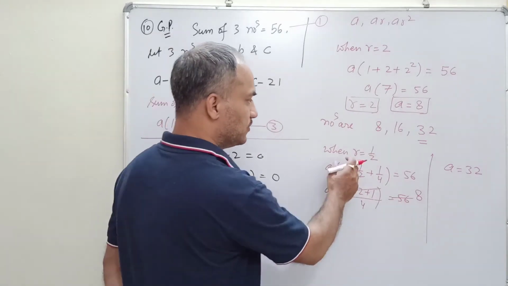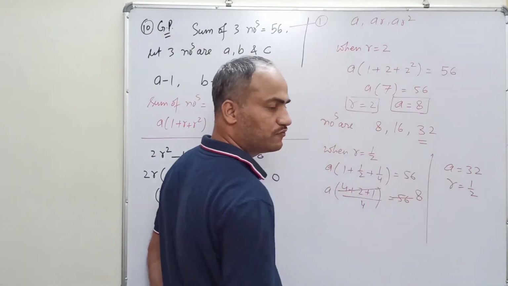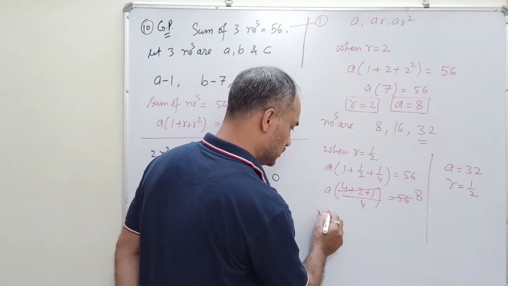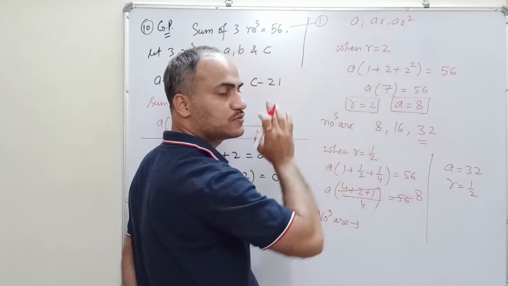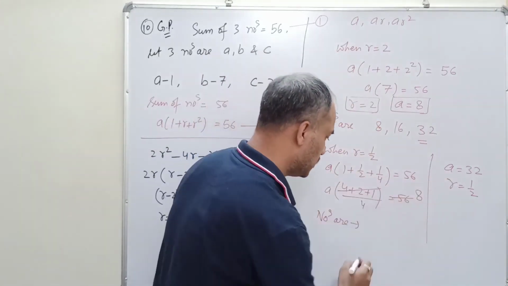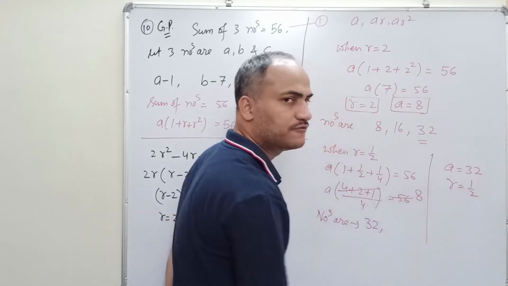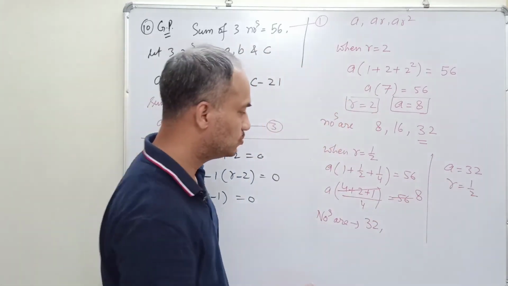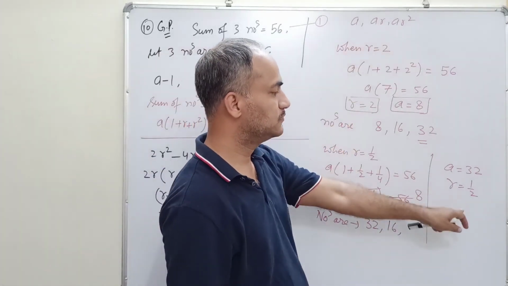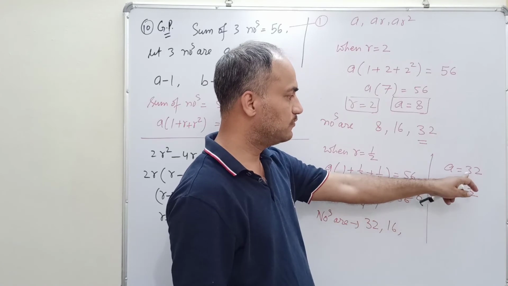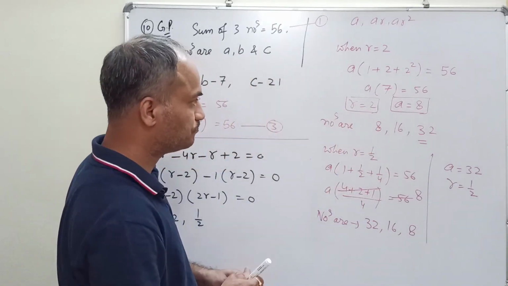Okay, and r with this is 1 upon 2. A and r both we have. So the numbers in this case will be a, ar, ar squared. So what is a? 32. What is ar? 32 into half, so 32 by 2, that is 16. And the third number is ar squared. r squared is 1 by 4, and 1 by 4 into 32 becomes 8. So these are the numbers.